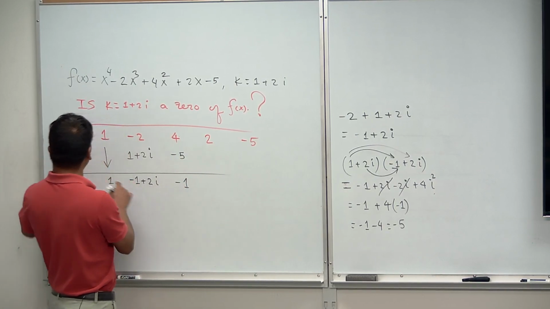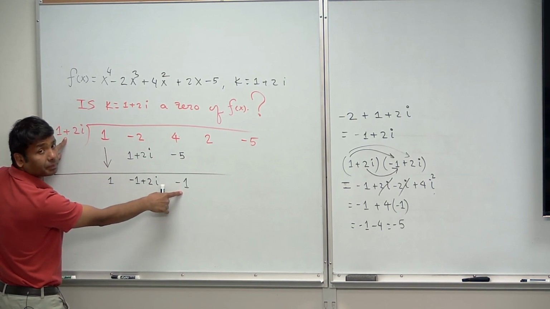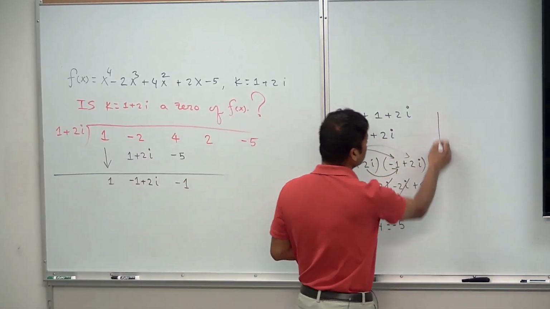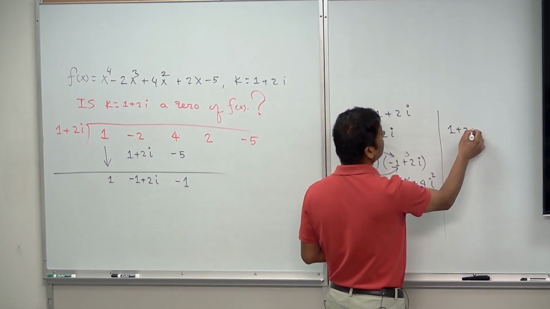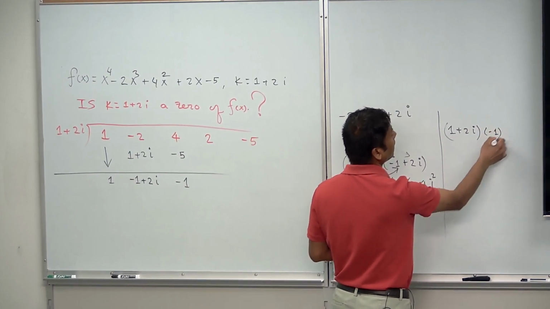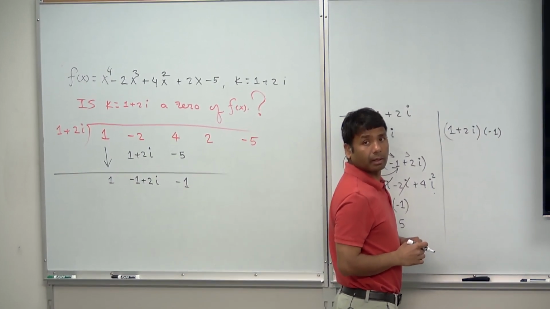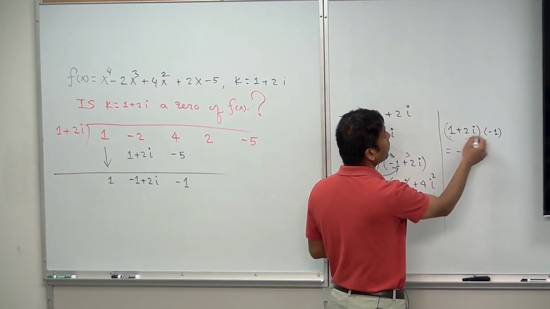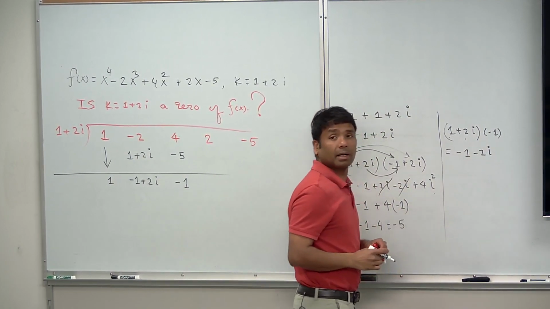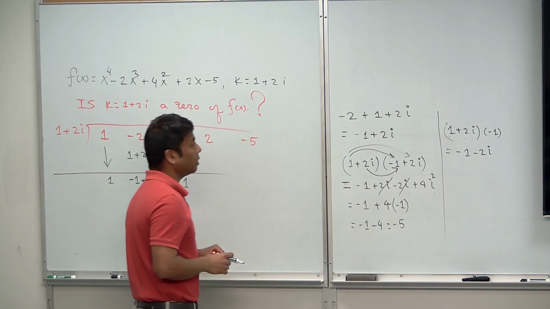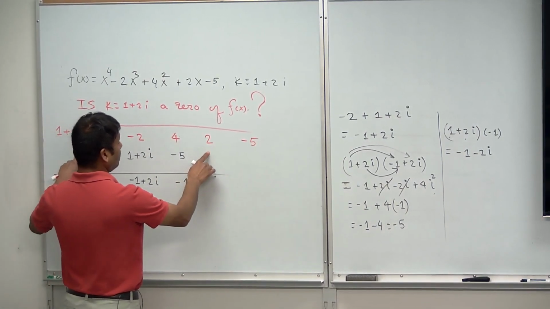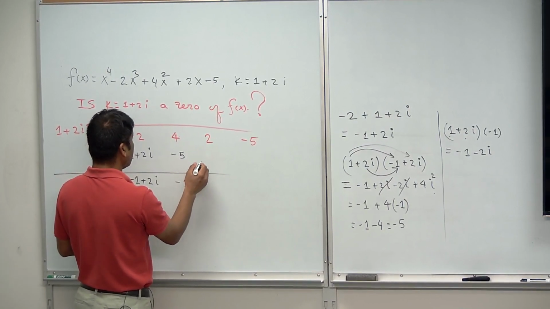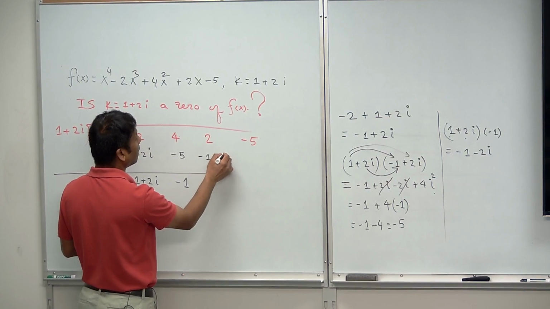-1. And then you multiply this with this. So 1 plus 2i times -1. You see that? It's going to be 1 times negative 1, this is negative 1. Positive 2i times negative 1 is negative 2i. Is that right? Negative 1 minus 2i. So you write it below positive 2, right here.